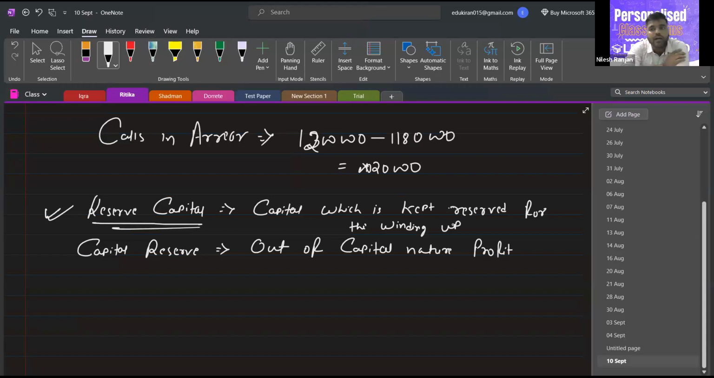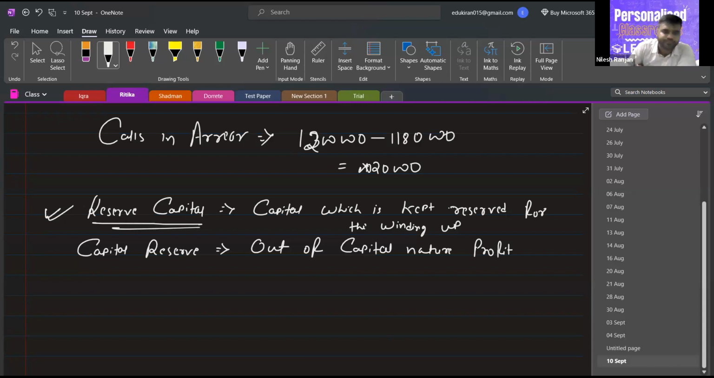So it is part of uncalled capital. Some capital we ask from our shareholders and the balance is called uncalled. Generally we ask that uncalled at any time whenever we need. But in that uncalled capital there is some part which is kept reserved for winding up purpose. We don't ask it generally. So that is reserve capital.